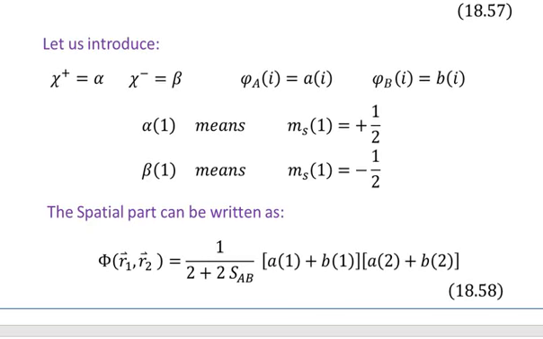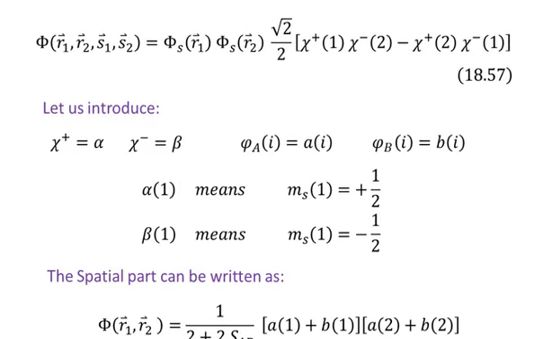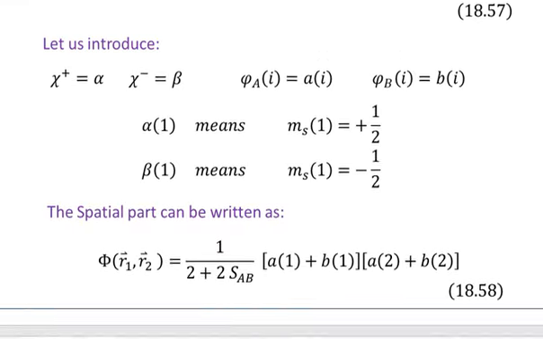Now the equation number 18.57 can simply be reduced under these parameters, that phi of r1 and r2 is equal to 1 over 2 plus 2 times S B, and then in the multiplication we have a of 1 plus b of 1 multiplied by the square bracket containing a of 2 and b of 2. And here we have considered only the spatial part, and we have so far neglected the spin antisymmetric wave function while writing equation number 18.58.